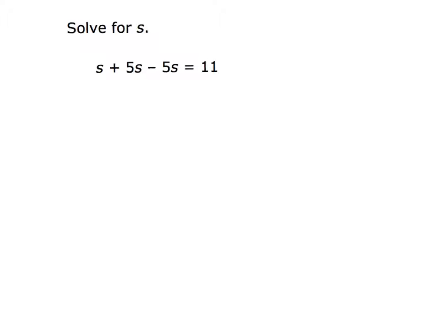Now, this one gets a little strange because we've got 3 terms to deal with. But if you look very closely, what you should notice is that these two right here are opposites. 5 of something and then taking away 5 of something basically cancels it out. It turns into 0. So this equation essentially is just s plus 0 equals 11. And if I add 0 to s, nothing happens. It's still just s. So this one looks complicated and confusing at first, but actually when you do the math, it's pretty simple. S equals 11.